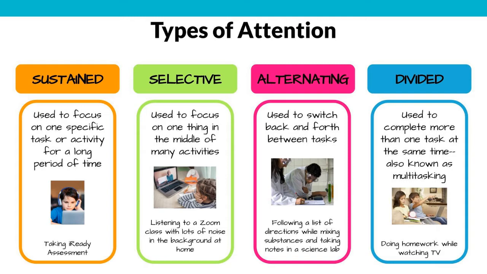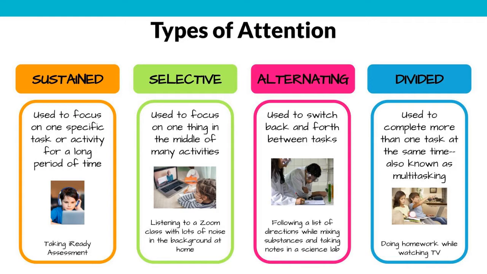Alternating attention is used to switch back and forth between tasks, like going back and forth between a set of directions in a science lab or an art project. Finally, divided attention, otherwise known as multitasking, is used to complete more than one task at a time, like doing homework while watching TV or texting with a friend while reading a book.